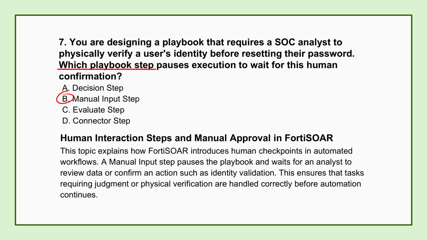Speed is critical, but control is non-negotiable for high-impact actions. You accidentally reset your CEO's password 2 minutes before a board meeting without verification. Yeah, that's not a good day. The operational damage from that mistake is way worse than the few minutes you saved. The manual input step gives you that human oversight and a clear audit trail for any sensitive or irreversible actions.